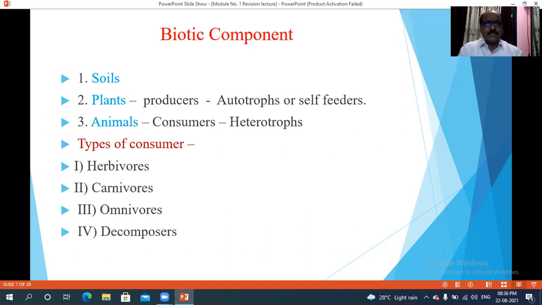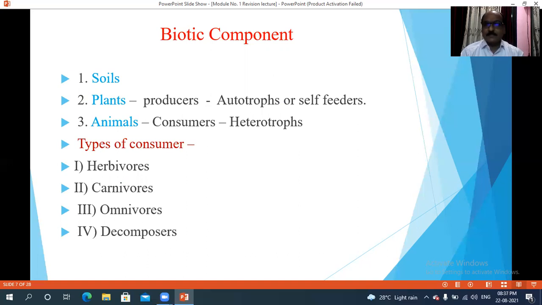Then dear students, next, the biotic component. The biotic component of the environment includes soils, plants and animals. Soil is considered by some scientists to be an abiotic component, because there is no movement and no life in the soil. But some scientists say that soil has productivity, fertility, and the capacity to give birth to seeds and plants. That's why they include soil in the biotic component of the environment.